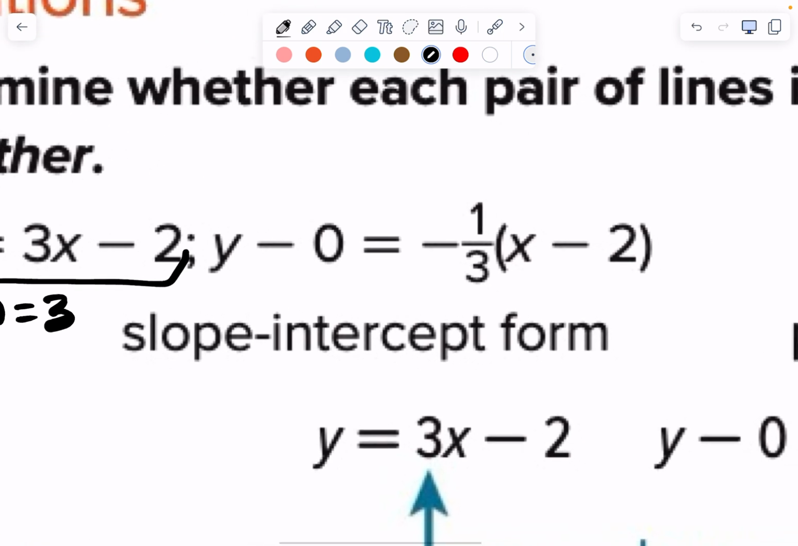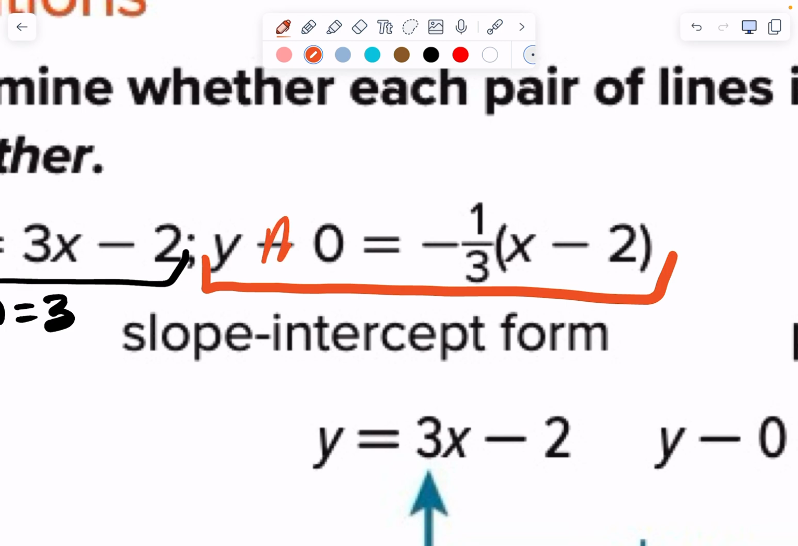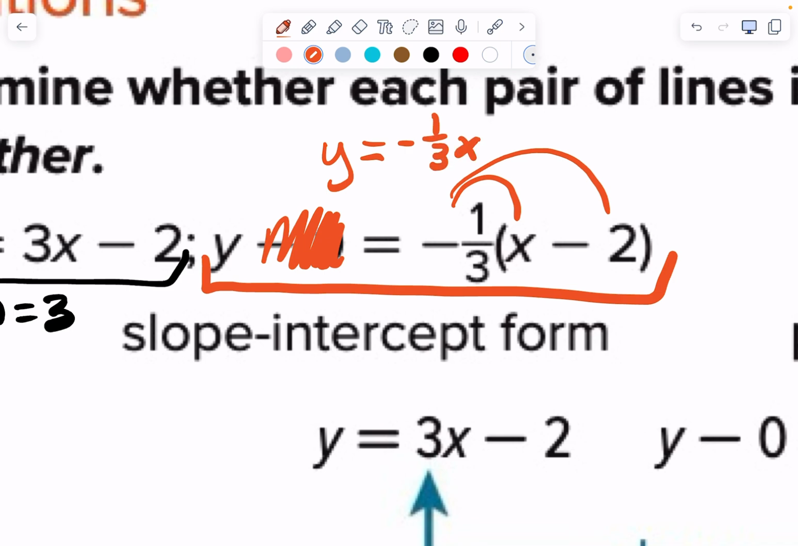The problem is this is not in slope-intercept form. This is in point-slope form. So what I want to do is, first of all, minus 0 means nothing. I'm just going to get rid of that. Can I do that? Can I cross that off? y equals, I'm going to distribute the negative 1/3 through. What's negative 1/3 times x? Negative 1/3 x. What's negative 1/3 times negative 2? Positive 2/3, right?